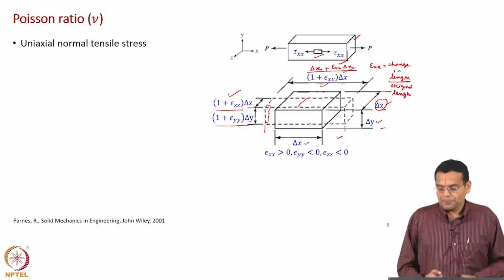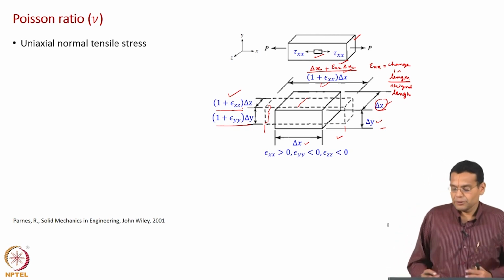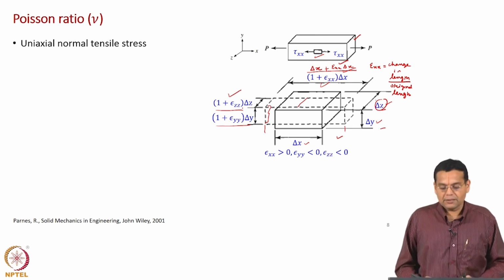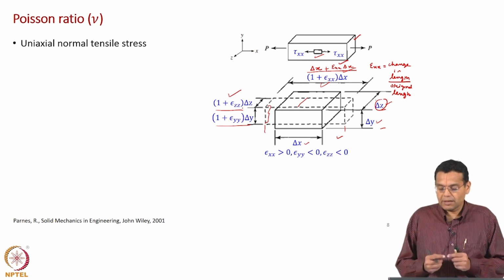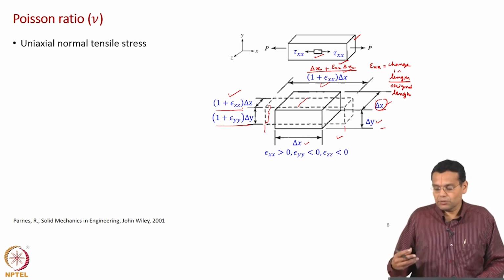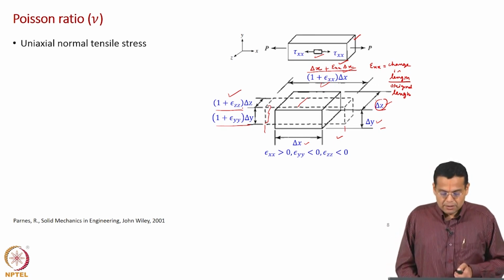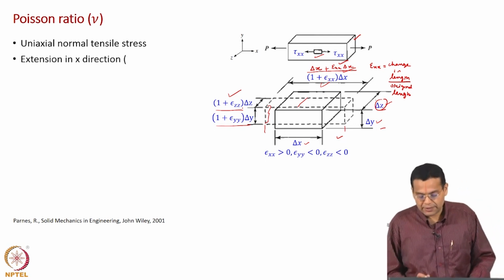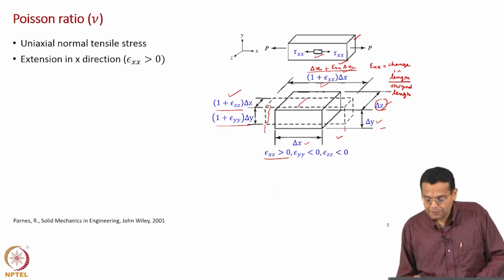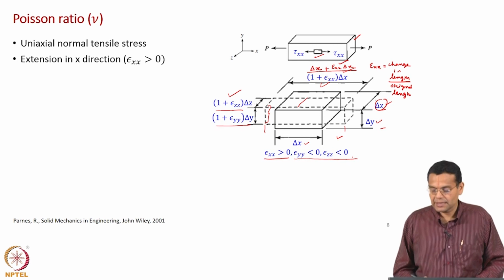So, to begin with, we had a cuboid of dimension delta x, delta y, delta z. You applied a uniaxial normal stress along the x direction, the direction of stress, and there was elongation along the x direction, increase in length. Because of increase in length along x direction, there was a decrease in the height and the width along y and z direction. What we have discussed is for the case where epsilon xx is greater than 0 because of increase in length, and epsilon yy and epsilon zz are less than 0.